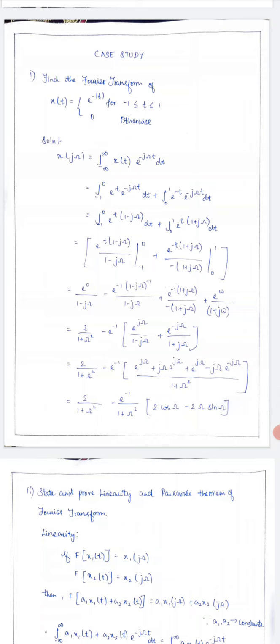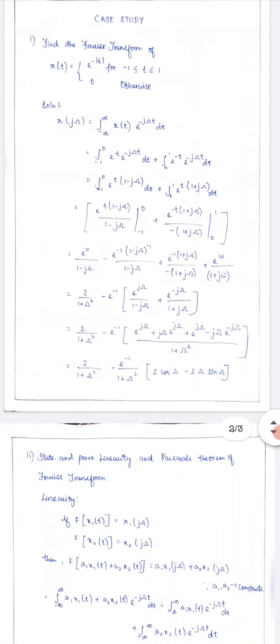dt. If you take the integral, it becomes e^(t(1-jω)) divided by (1-jω). Same here, e^(-t(1+jω)) divided by -(1+jω), with limits from -1 to 0 and 0 to 1. By substituting upper limit minus lower limit, we will get 2 by (1+ω²) minus e^(-1)[e^(jω)/(1-jω) plus e^(-jω)/(1+jω)]. By simplifying it, we will get 2cos ω minus 2ω sin ω. This is the solution for the first problem.